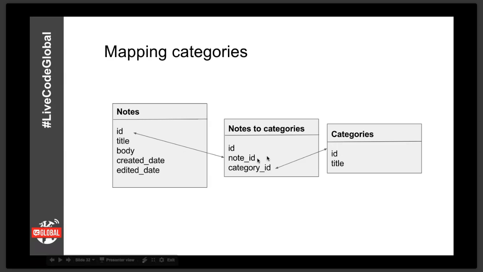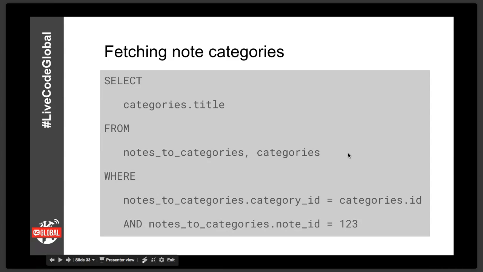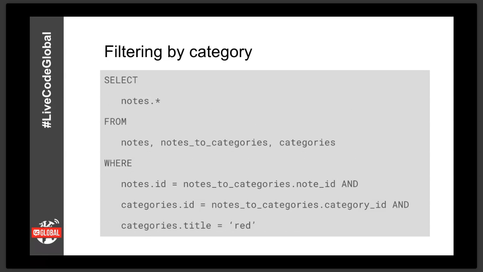So on the left hand side here we have note 1, 2, 3, and on the right hand side here we have a whole list of categories. We can have several of them. So what we do is we look up all the entries in the notes_to_categories table where note ID equals 1, 2, 3, and then fetch all the categories whose category ID matches that. So that's what our join here is doing. And it's a little bit confusing at first, but once you begin to understand it, it'll make sense.